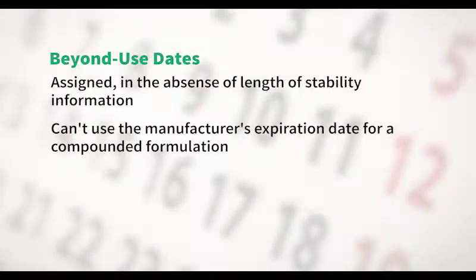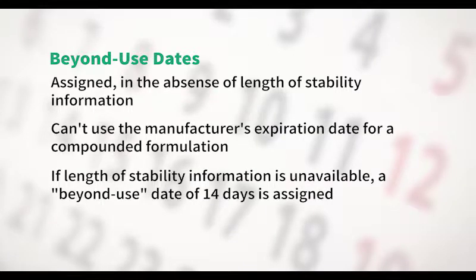Now, typically for water-containing formulations, these are things made from powders or solids, if the stability information is unavailable, a beyond use date of a standard 14 days is assigned. Again, this is not information that you have to absolutely memorize, but you should know where to get it: Chapter 795 of the USP/NF.